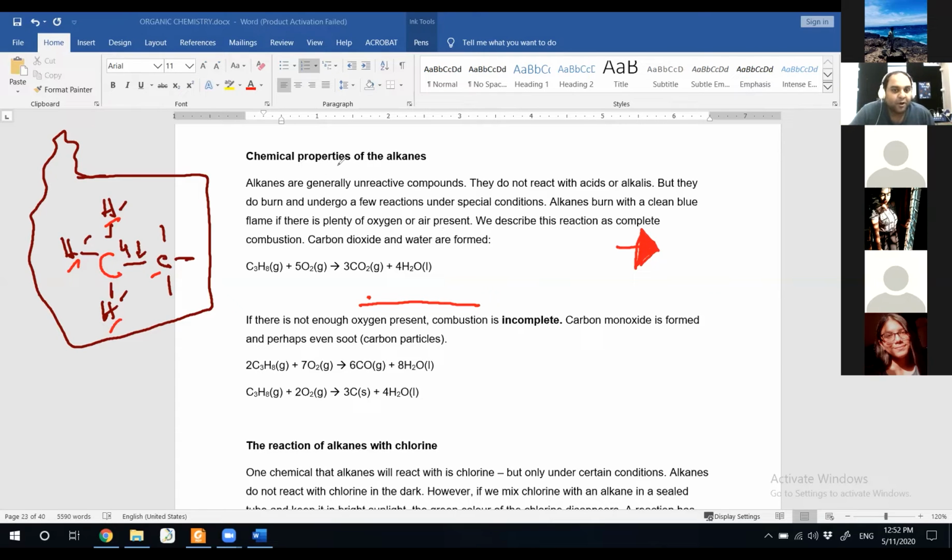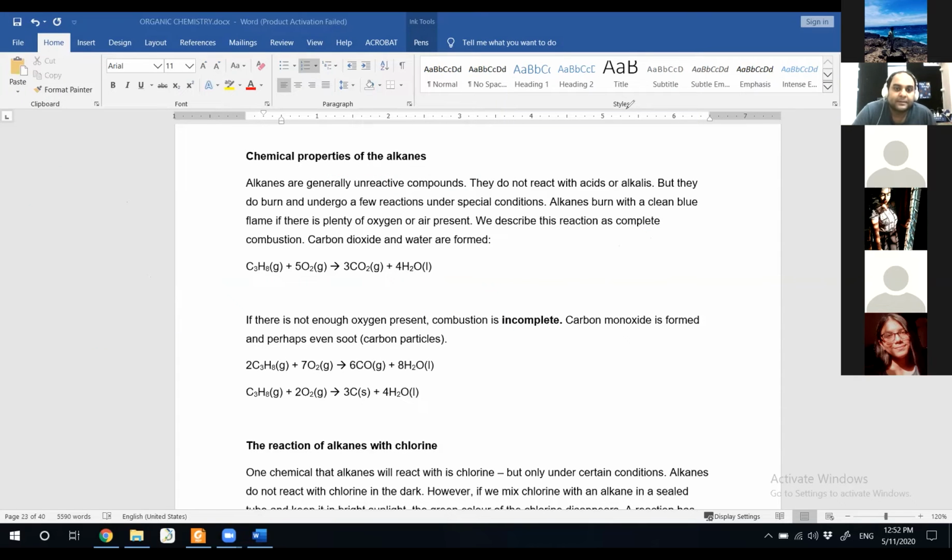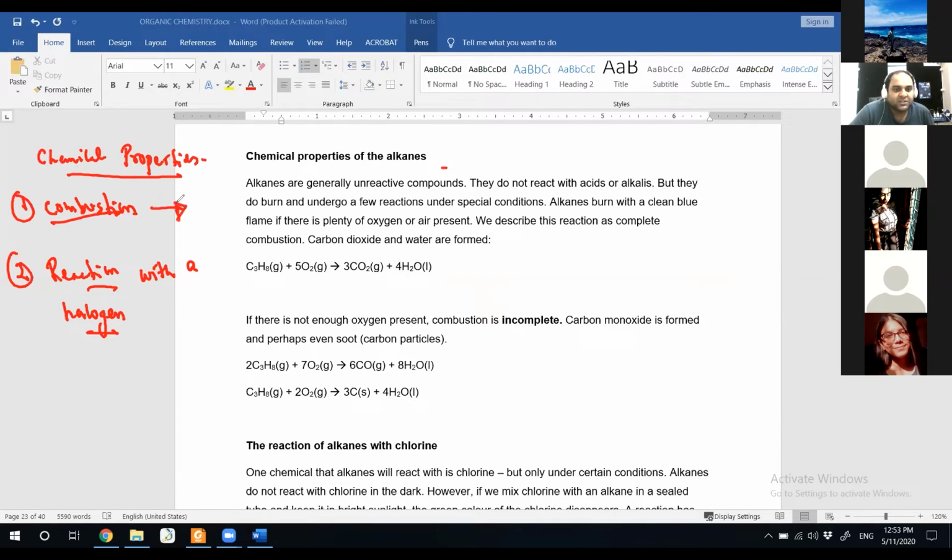Our chemical properties are how they react chemically. How does it behave with other chemicals? That's our chemical property. So they have 2 chemical properties. One is combustion and the other one is reaction with a halogen. So what does a combustion reaction mean?